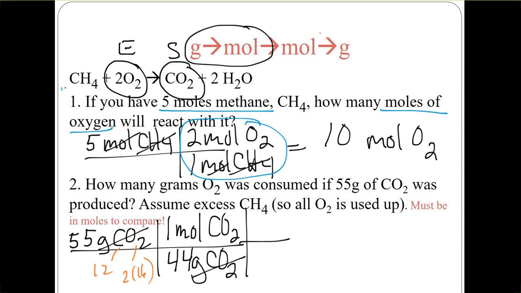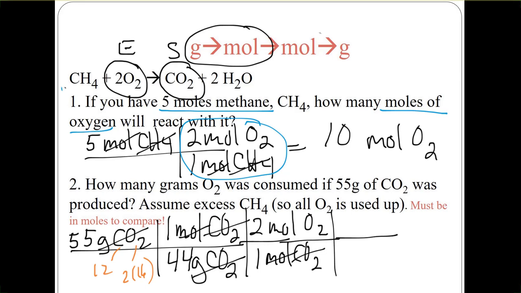So looking at the balanced chemical equation, I see that for every 1 mole of CO2, I get 2 moles of oxygen. Moles cancel, but so does the CO2. So now I'm working with moles of oxygen. And now it's just a matter of turning it to grams. And so remember, 1 mole of oxygen is equal to the molar mass of oxygen, which would be 32 grams of oxygen, because it's O2, not just O. So moles cancel, I'm left with grams of oxygen.